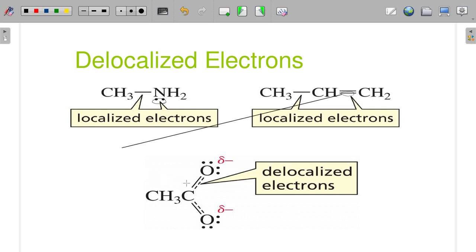Great example of that is here on the CO on the end. Now, back in General Chem, when we were doing Lewis structures, we would have said that we had two different ones, where the negative was distributed between those two. So basically, delocalized electrons are the resonance structures that we had from general chemistry.